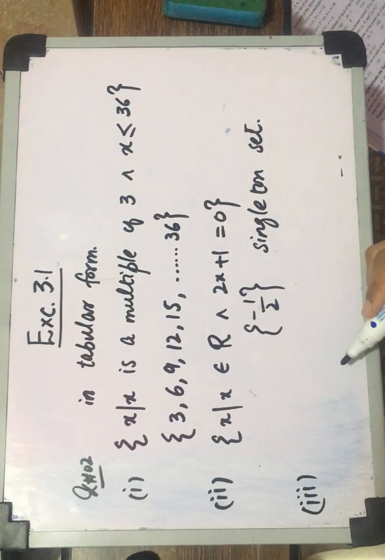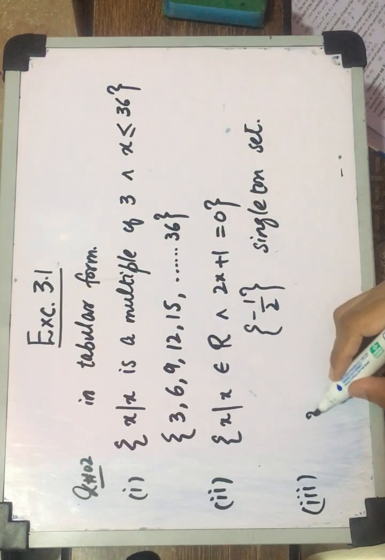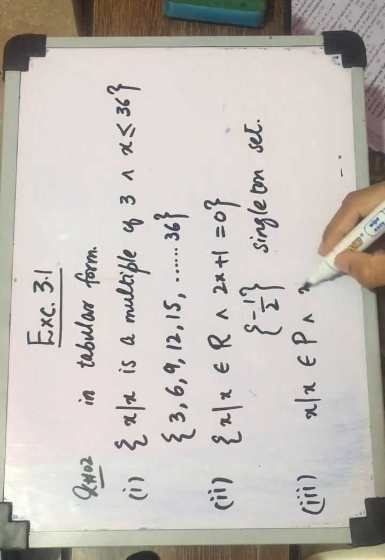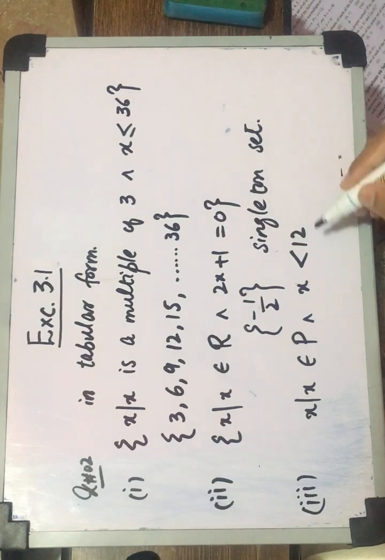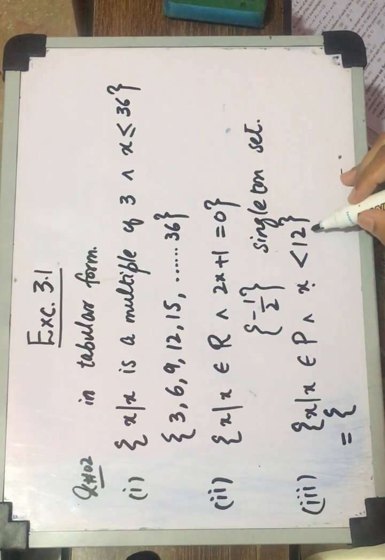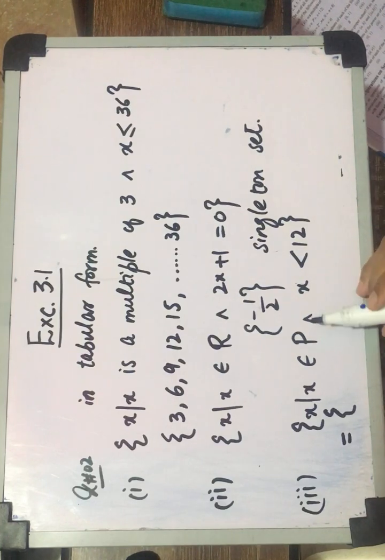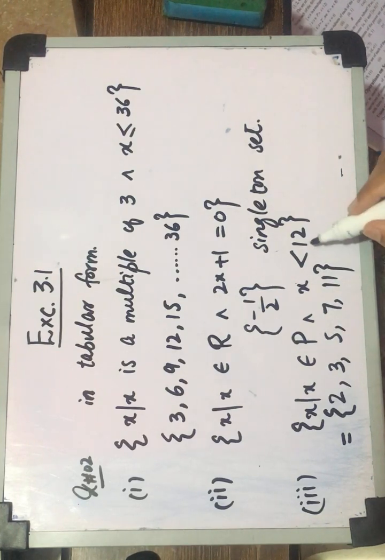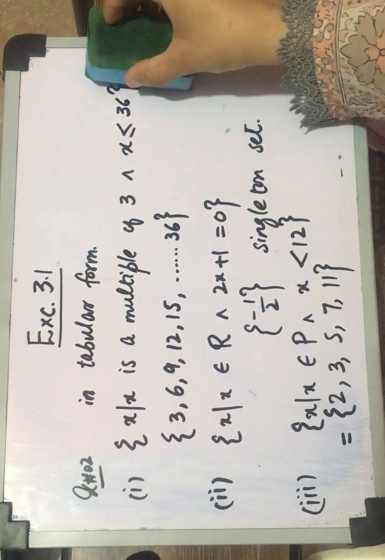Okay, number 3, x such that x belongs to P and x is less than 12. What is going to be done? We have to list all the elements which are less than 12, but they should belong to prime numbers. And what are the prime numbers? 2, 3, 5, 7 and 11. That's it, because we have to write all the prime numbers which are less than 12. Okay, let's move towards part number 4.